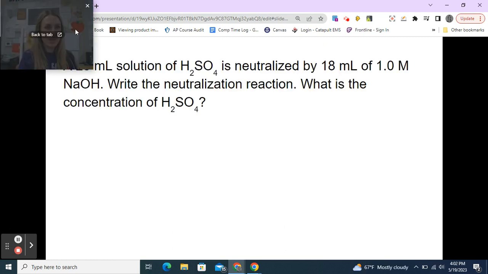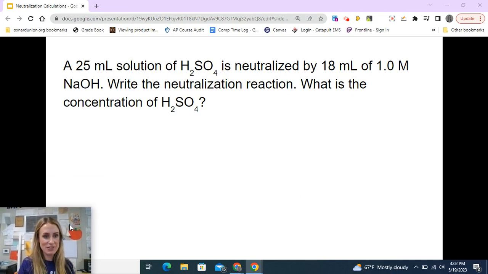Now, here's my example. Let me move myself so I'm not distracting you. A 25 milliliter solution of sulfuric acid, H2SO4, is neutralized by 18 milliliters of 1 molar sodium hydroxide. Write the neutralization reaction and what is the concentration of sulfuric acid. So my neutralization reaction, remember, I get my acid plus my base. My 2 products are my water and a salt, okay? So remember that salt, I have the cation coming from the base, and then that is going to be combined with the anion coming from the acid.